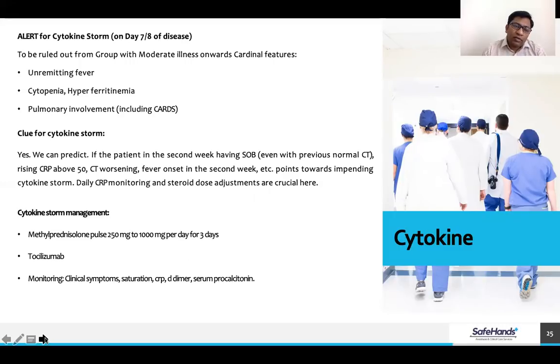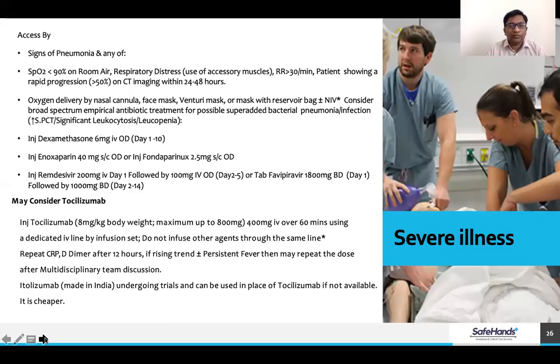Cytokine storm management: methylprednisolone pulse 250 mg to 1 gram per day for 3 days, injection tocilizumab, monitoring clinical symptoms, saturation, CRP, D-dimer, and serum procalcitonin levels. A case of severe illness, assessed by signs of pneumonia, has any of the following: saturation less than 90% on room air, respiratory distress, respiratory rate of more than 30 per minute, or rapid progression of more than 50% on CT imaging within 24 to 48 hours.